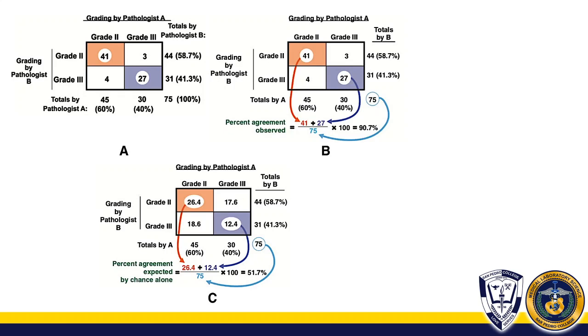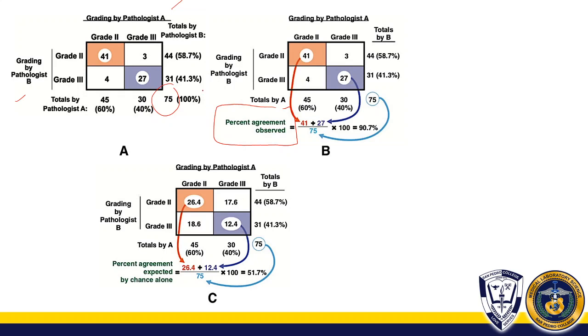test ratio. So kunwari kani, this is an example of grading classification of your histological na mga samples na total subtype of 75 non-small cell carcinoma being read by your pathologist A and your pathologist B. Now, first is we want to know the percent agreement observed.